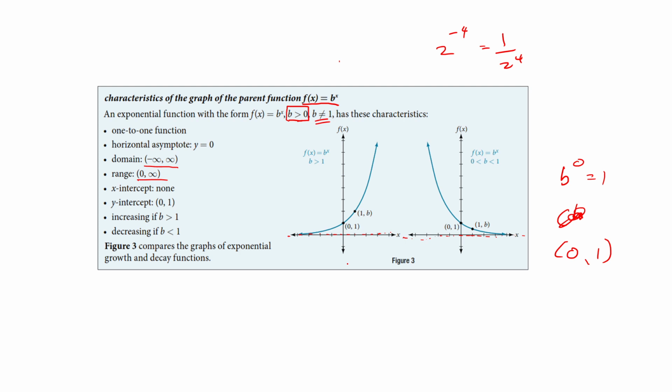Now look at this other point that's always going to be on there. What would happen if you put b and you give it an x value of 1? It's always going to be b every time. So these 2 points are always on the graph, 0, 1 and 1, b, and you can use those to make a sketch of the graph.